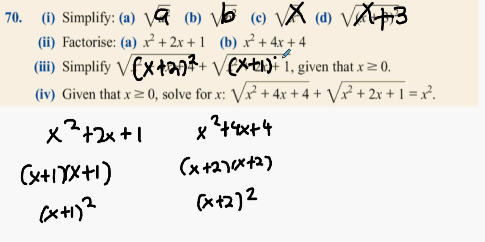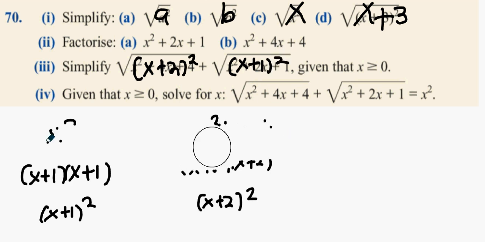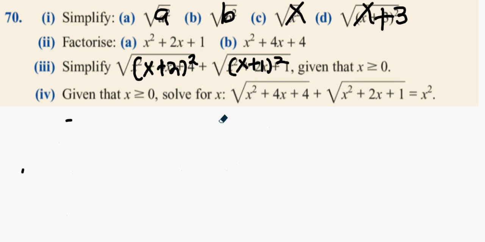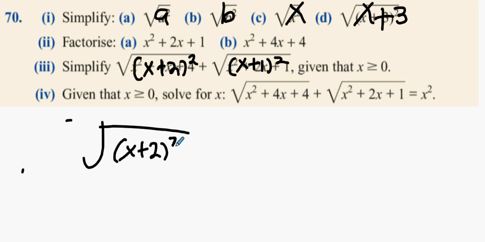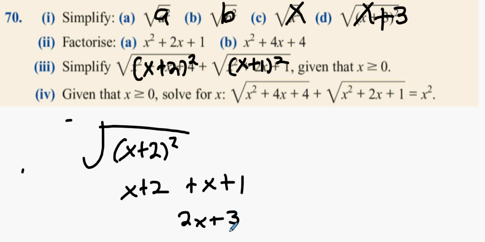x plus 1 squared. And then what happens when you add them both together? What's the square root of x plus 2 squared? Just x plus 2. What's the square root of x plus 1 squared? And what's x plus 2 by x plus 1? 2x plus 2x plus 3. What does this change into? It is 2x plus 3. And it equals x squared.